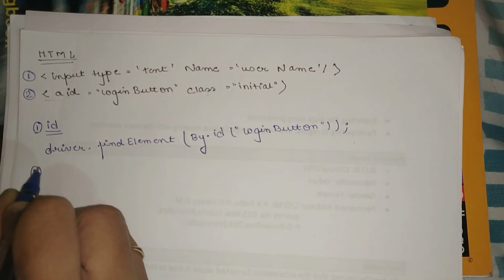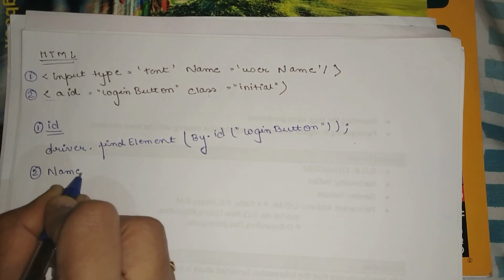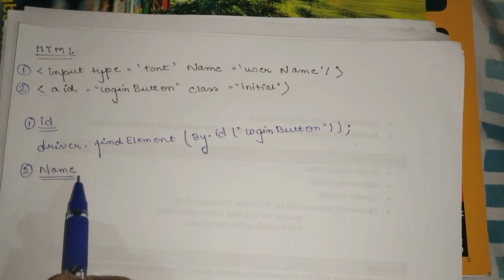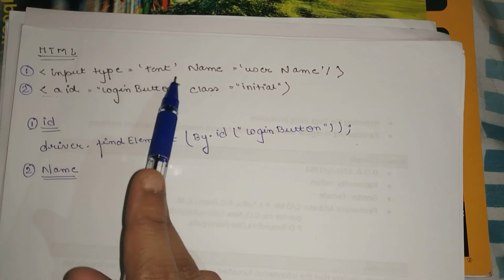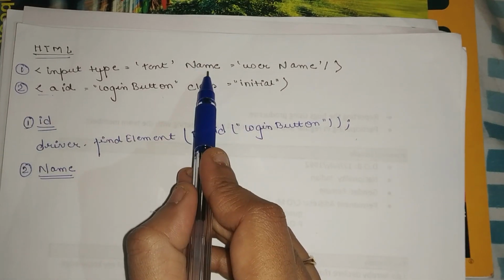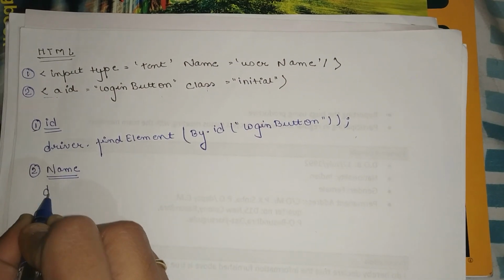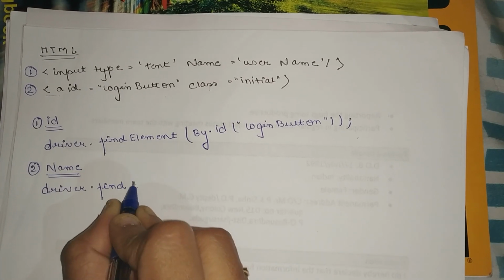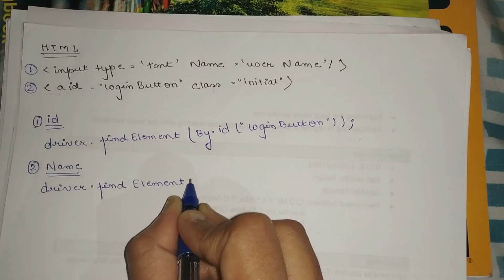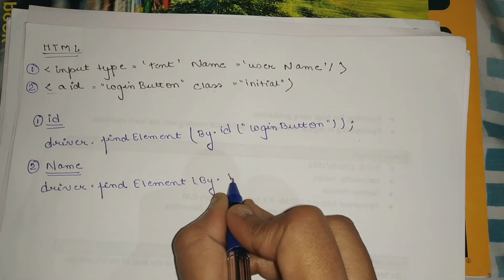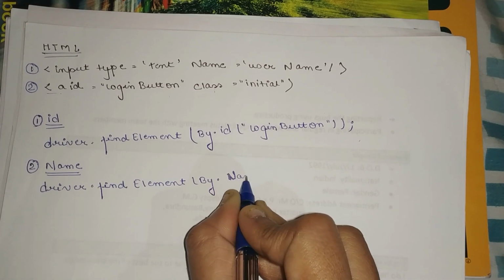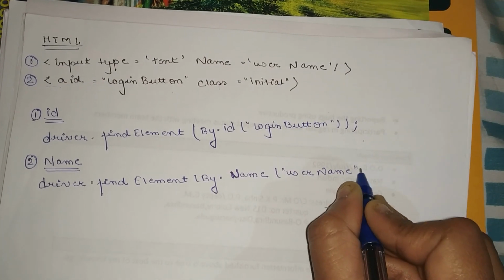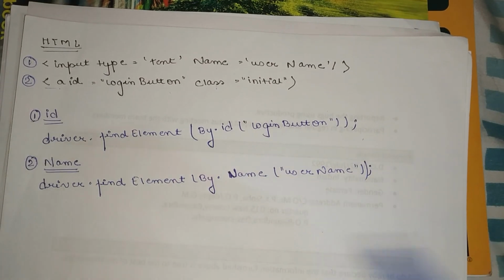Now, the second one is name. It identifies the element using only the @name attribute. So suppose for this we consider the first HTML code. Here name is an attribute, you can see, and this is the value. So how to write the XPath using this name locator? driver.findElement(By.name, and then the value. The value is username. Okay, understood? This one.